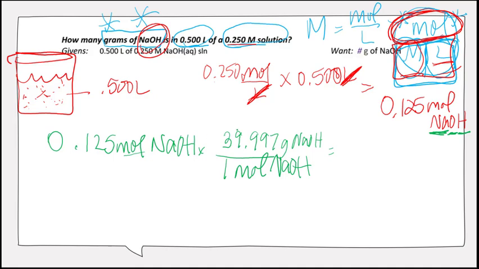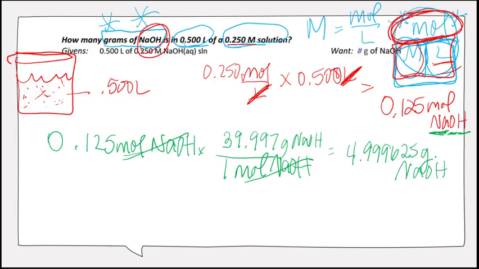So I need to do 0.125 moles divided by moles, cancels. 0.125 times 39.997, and it should give me, let's see, my calculator reads 4.999625. That would be grams of NaOH.